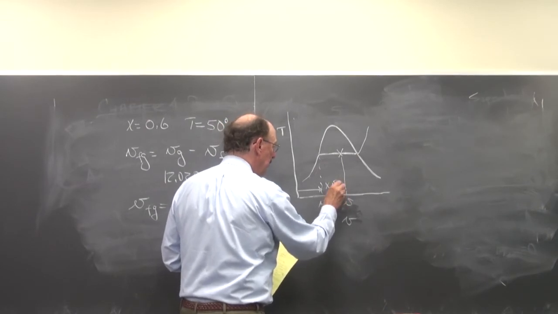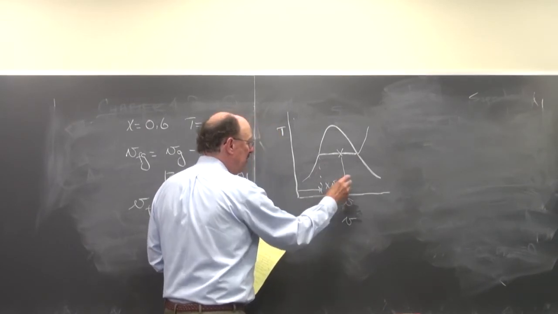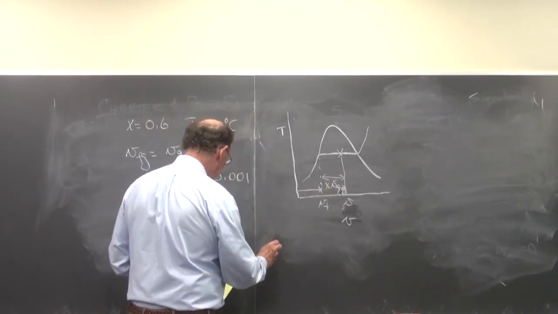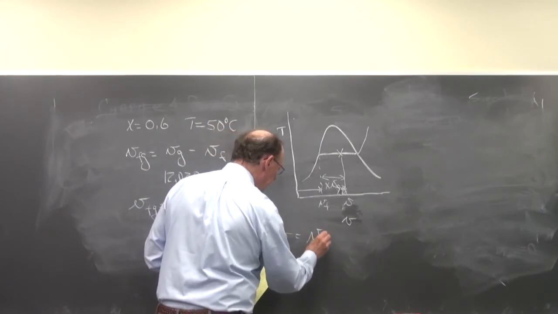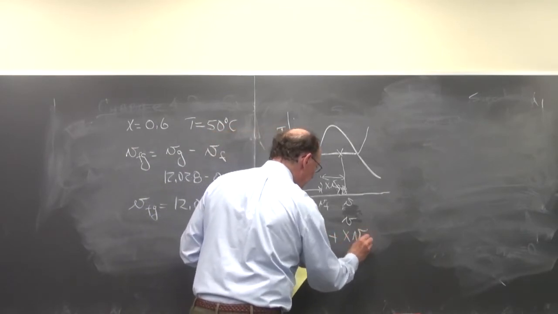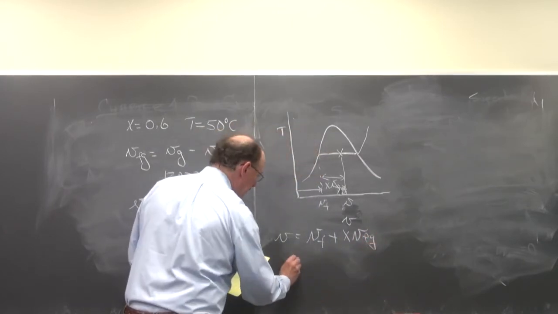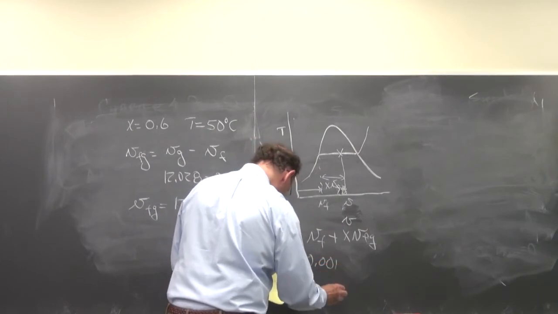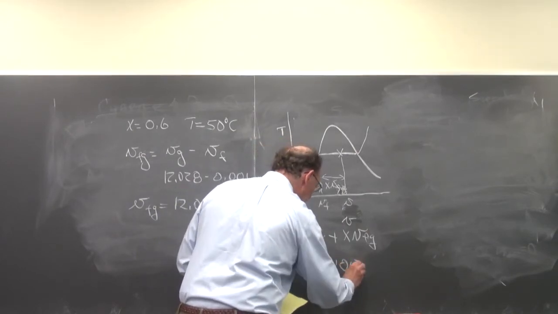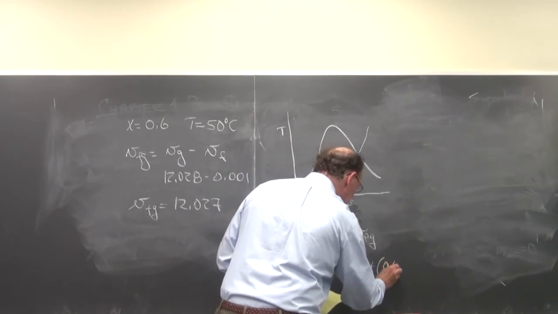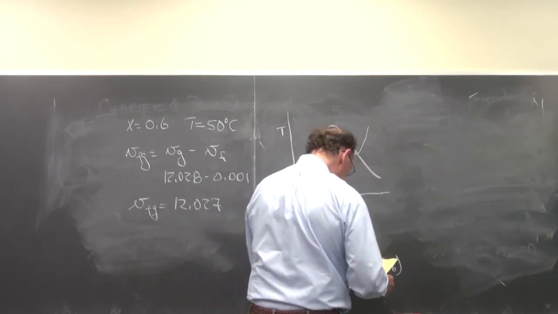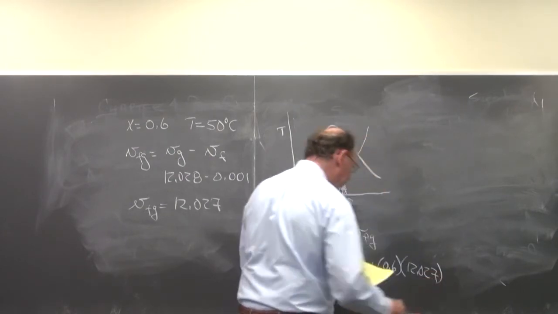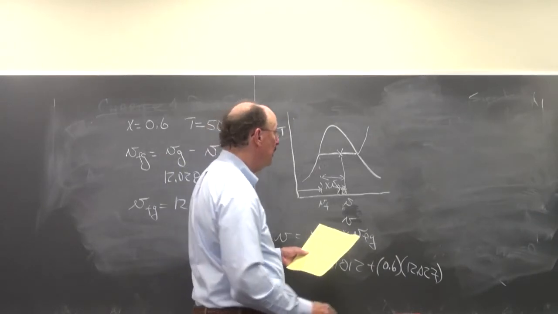So I have x V sub fg is this distance. So when we look at this, I see that V is equal to V sub f plus x V sub fg. And if I substitute in the values we have, I have 0.001012 plus 0.6 times V sub fg, 12.027.